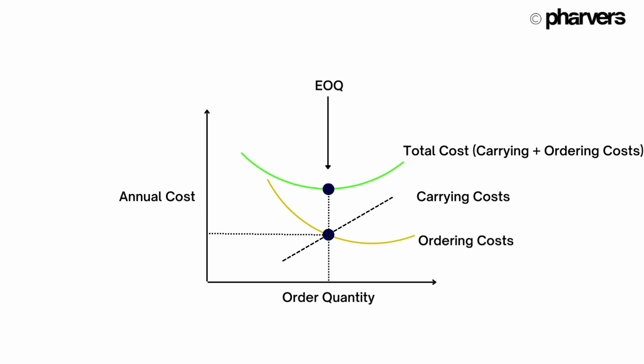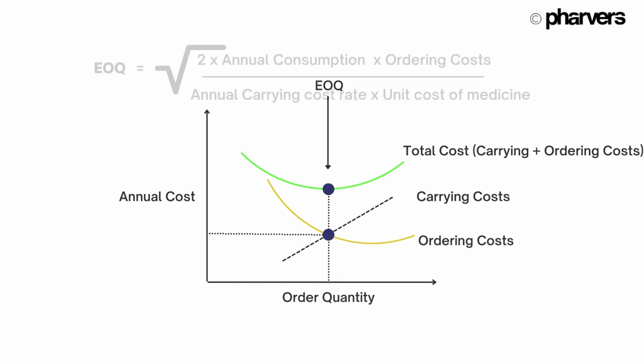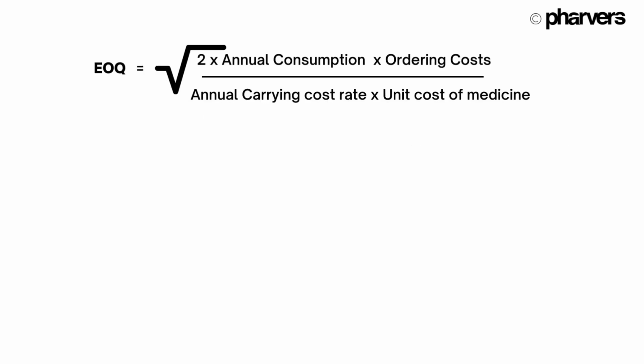So how do you calculate economic order quantity? We multiply 2 by the annual consumption in units of a particular medicine, then by ordering costs per order. This is then divided by annual carrying cost rate multiplied by unit costs of the medicine. We then finish by getting a square root of the answer. Let's look at an example.